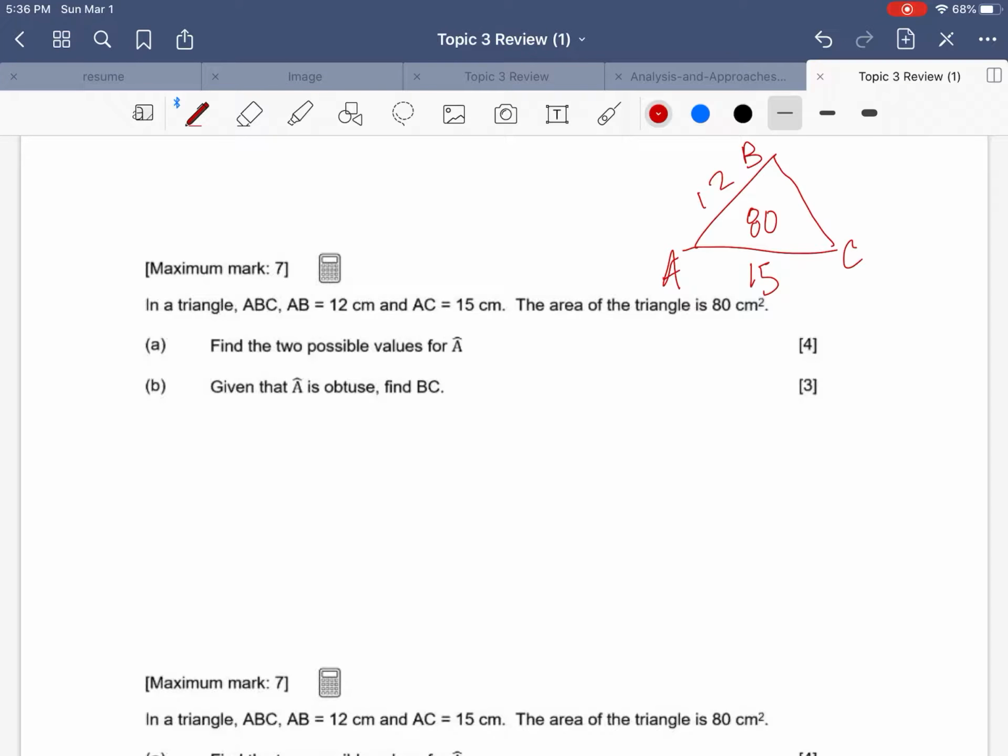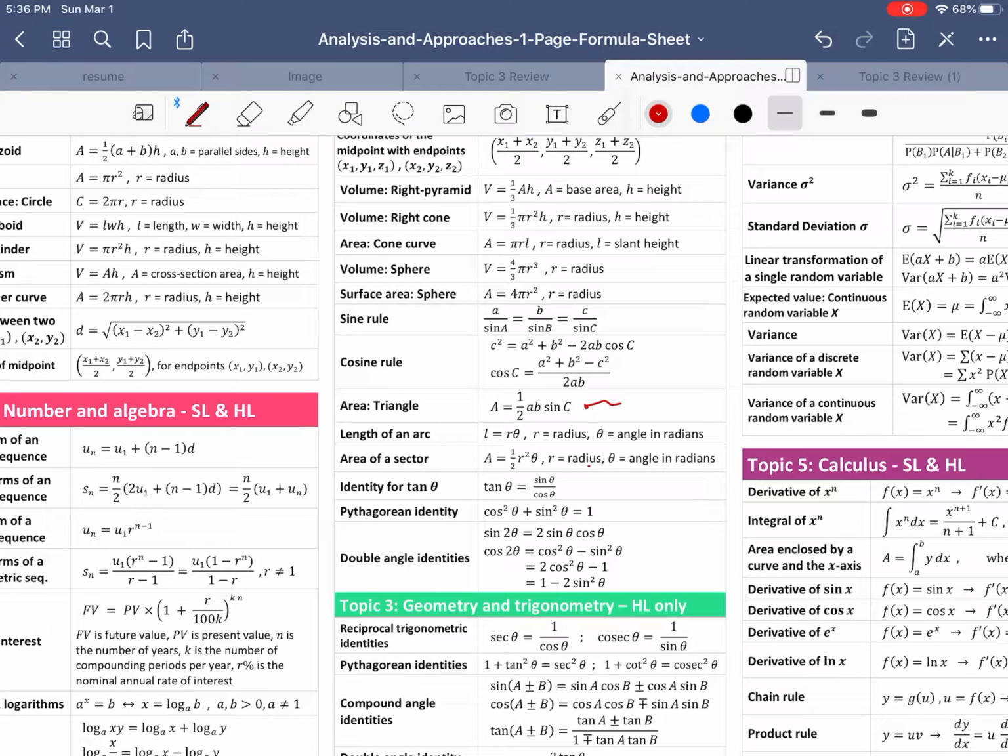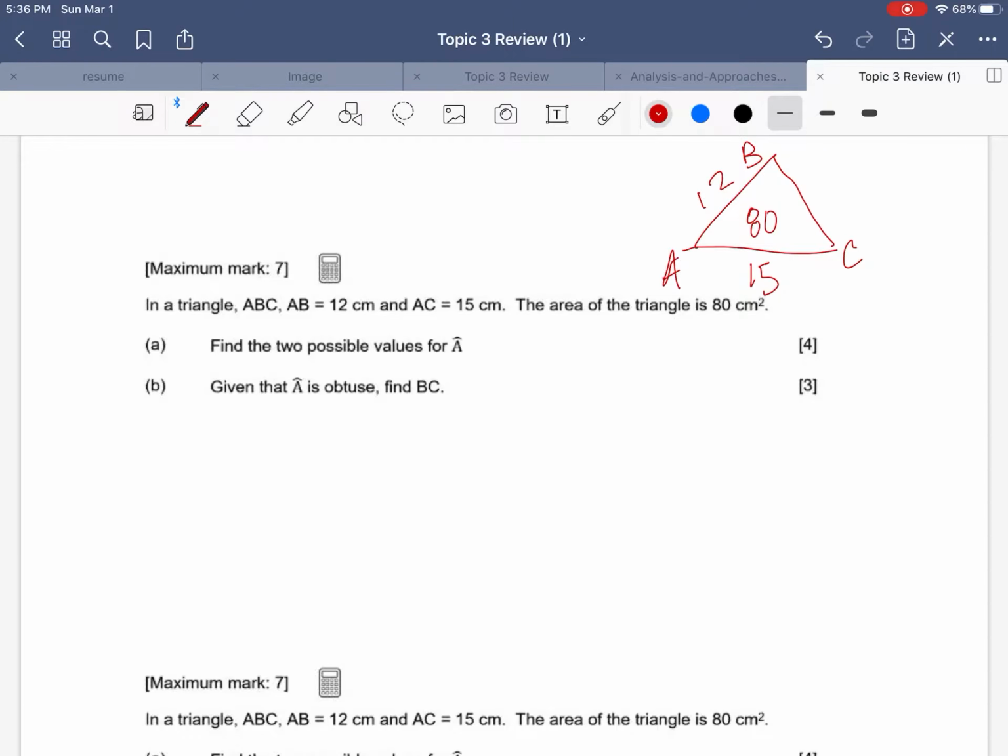If you can recall, we are going to use this formula. Area equals 1/2 side a times side b times sine of angle C. So 1/2 ab sine C, and that's what area equals. We know our area is 80, so we have 80 is equal to 1/2. First side is 12, second side is 15. And remember, it's always the angle in between. So it's this angle, which is angle A.